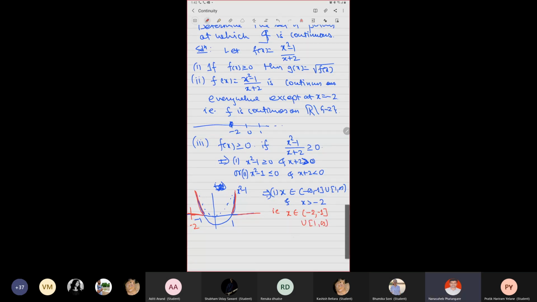This is the first. What is the second? x square minus 1 less than or equal to 0 means x belongs to -1 to 1, and x less than -2. But is it possible that x is in -1 to 1 and x is less than -2? Is it possible? No, sir. So in this case, there is no x.